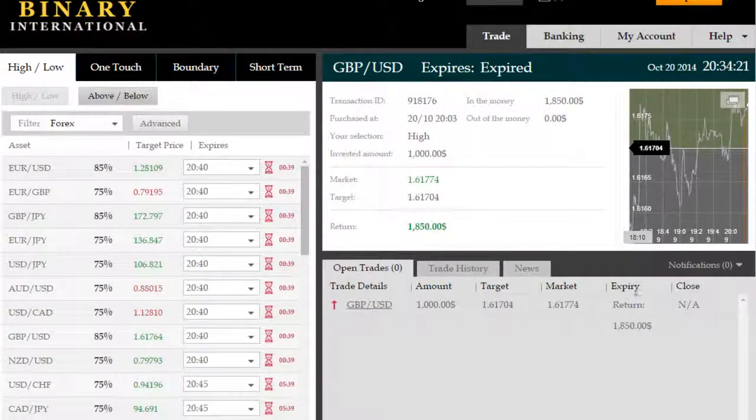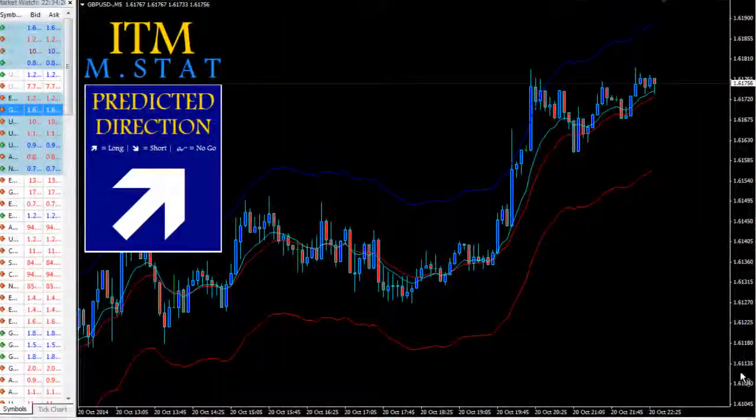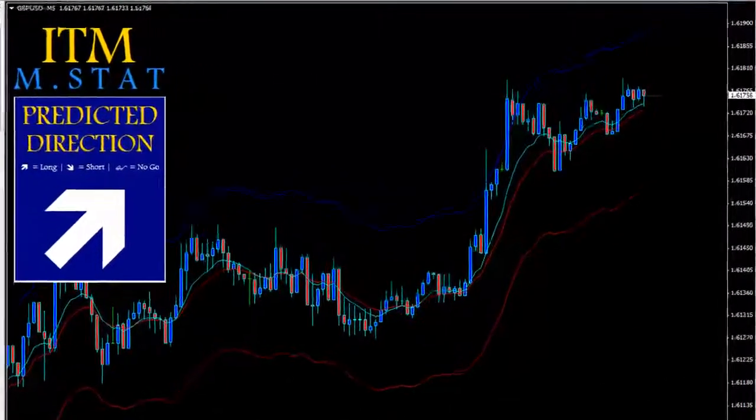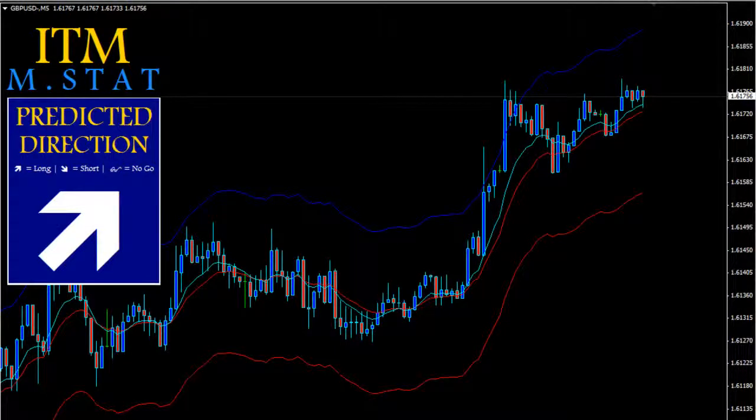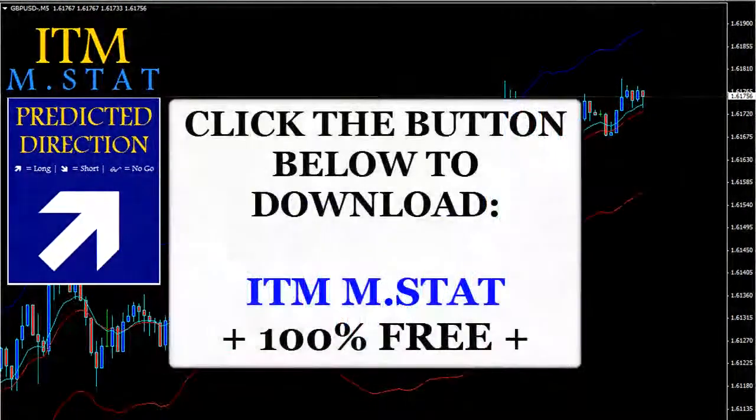The payout was 85%, and the return therefore is $1,850, a net profit of $850 on this trade here using ITM MStat. As you can see, ITM MStat has a fairly simple display. You are given a predicted direction, whether that be long or short or no go. You are to follow the direction, but time your entry based on the optimized EMA crossover region in the middle, as was shown to you in this trade.